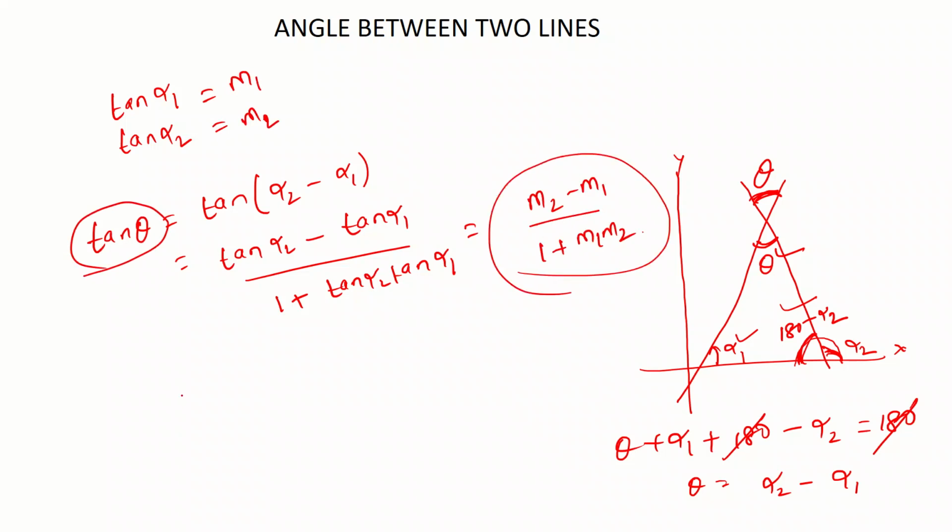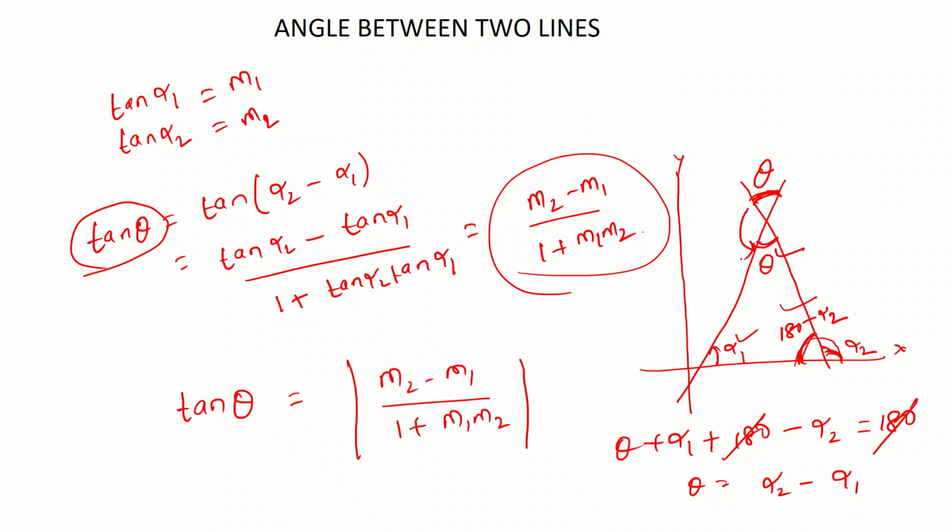Alright, so I repeat it again. If theta is the angle between these two lines, then tan theta is equal to (m2 − m1) by (1 + m1 m2). And we write all of this in modulus because we always want this theta to be acute. We don't want to find out this greater angle.